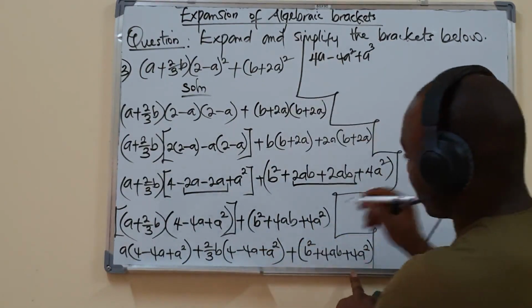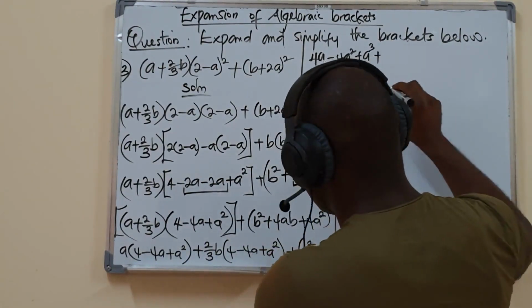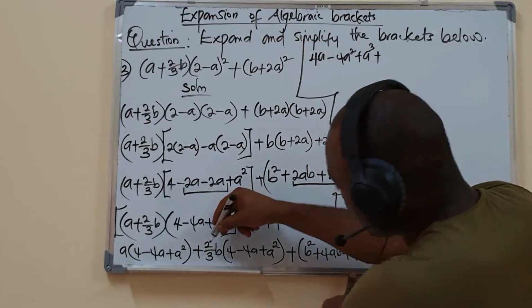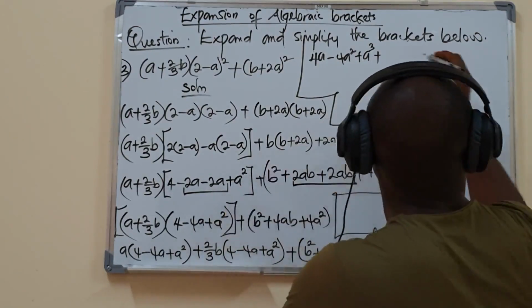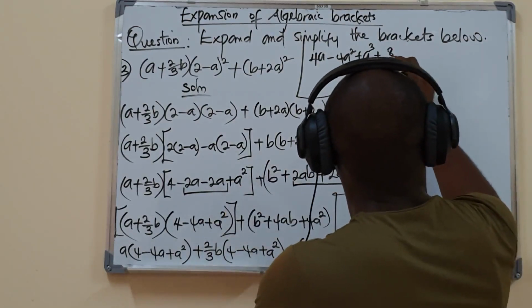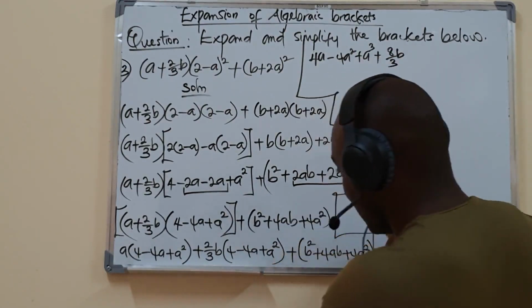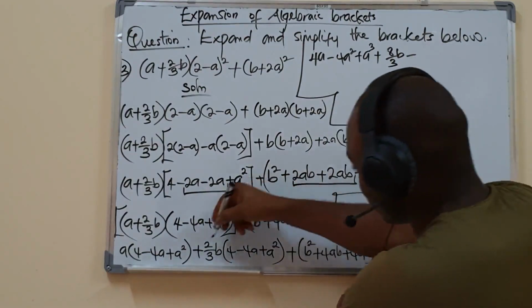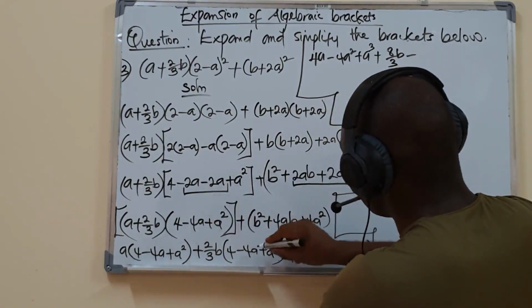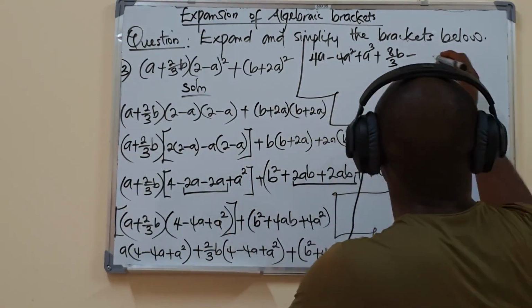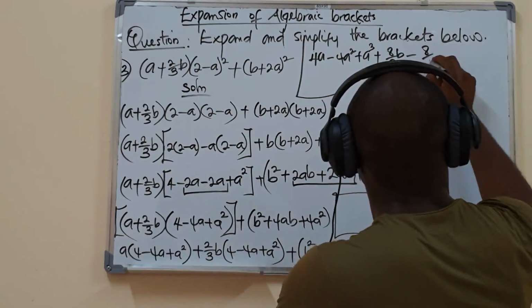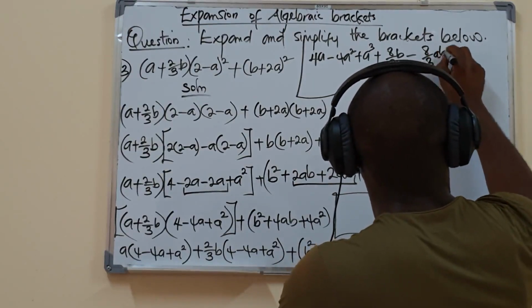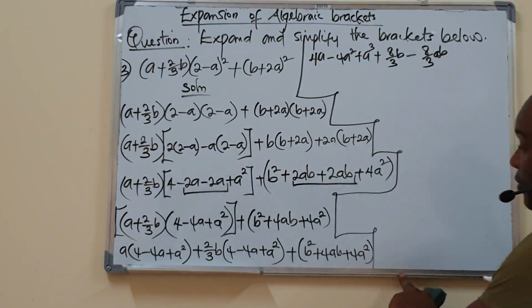We're done with the first bracket. Next one, we're multiplying with 2/3 of b. So 2 multiplied by 4 will give you 8. So that's going to be 8/3 of b. And then it's going to multiply a negative sign. So write down the negative sign and multiply 2 times 4a. That will give you 8a. But remember the b outside, which makes it 8b. So 8/3 of ab. That gives you 8ab, sorry.